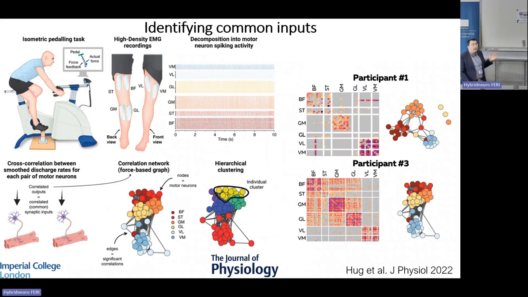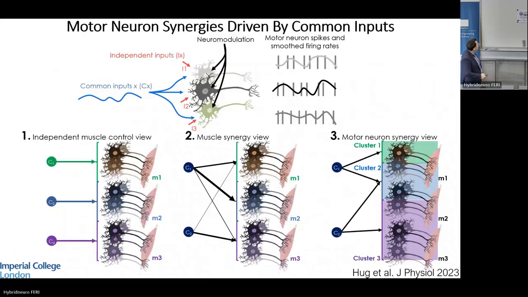So we have to understand whether we can extract more neural commands from these clusters than is possible, for example, from the number of degrees of freedom. Well, there are a number of options. So one option is that, as I said before, all the motor neurons innervating the muscle receive a common input, and then the number of independent commands will be the number of muscles. All right. So this is the independent muscle control view.